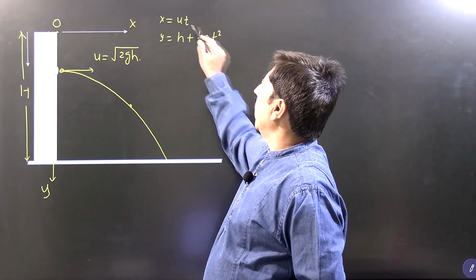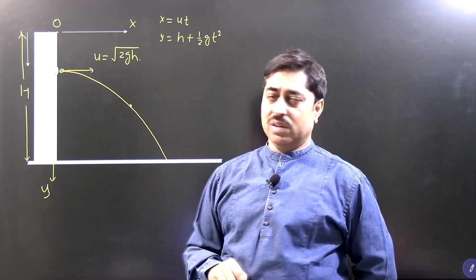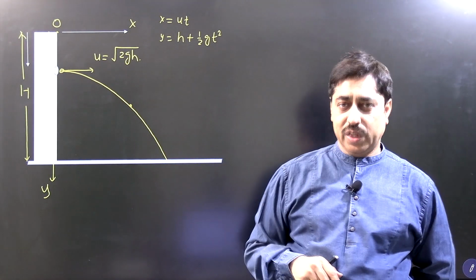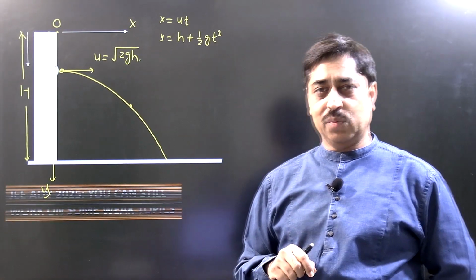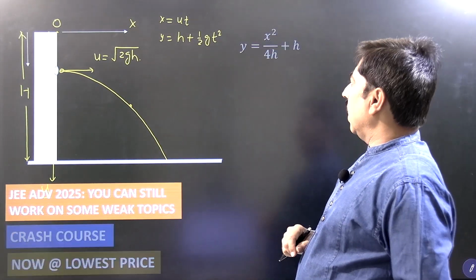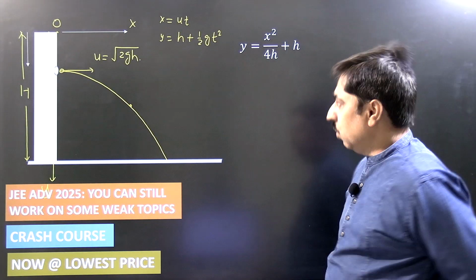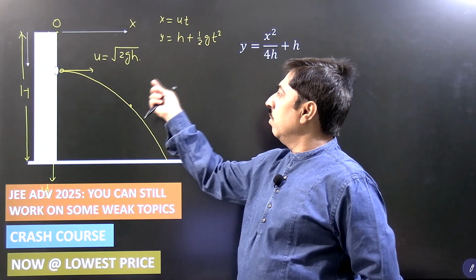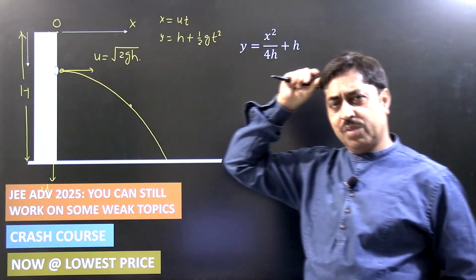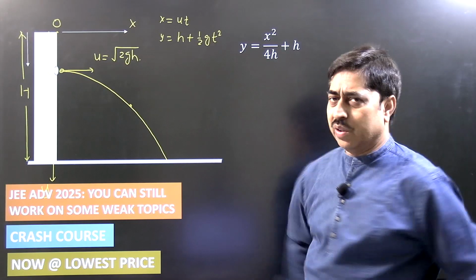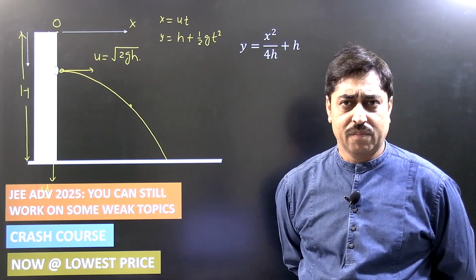Now, you eliminate t between these two equations, and in place of u write under root 2 gh, and you will get the required trajectory equation. The required trajectory equation looks somewhat like this. You can prove it yourself. Just eliminate time, and in place of u, you have to substitute under root 2 gh. So, you will get an equation of this shape.